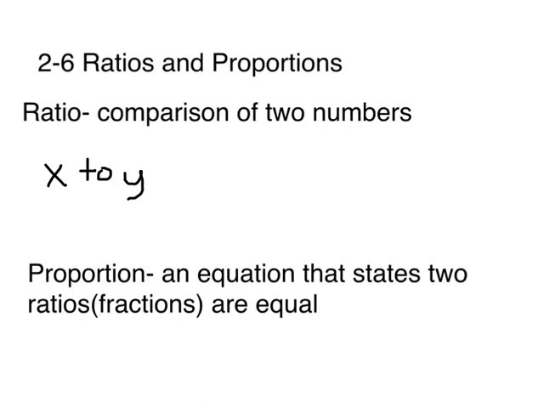We could also use two dots or a colon, x compared to y. The last way, the most common way, to compare two numbers would be as a fraction, x over y. A proportion is an equation that states that two ratios or two fractions are equal.